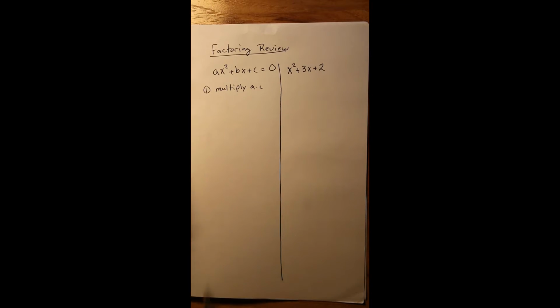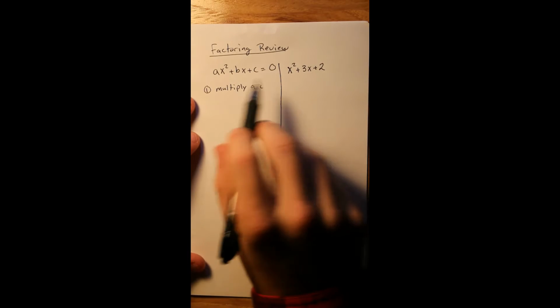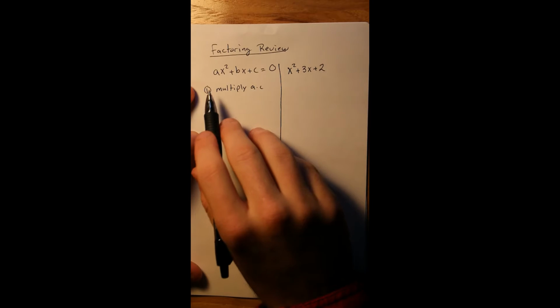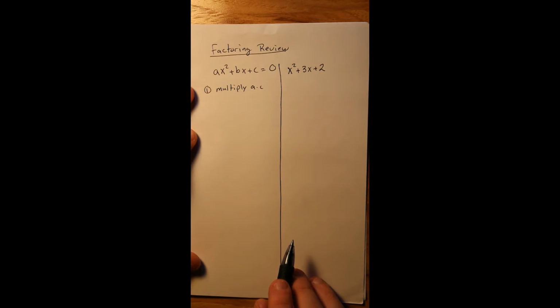In this video, I'm going to quickly go over a review of factoring. This method is called the AC method. It's one of the many different methods of factoring quadratic equations, but I'm going to show you this one.